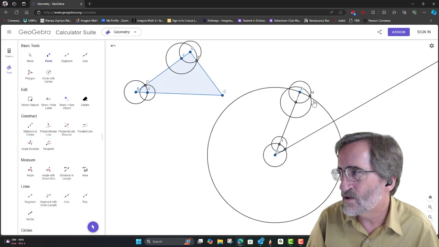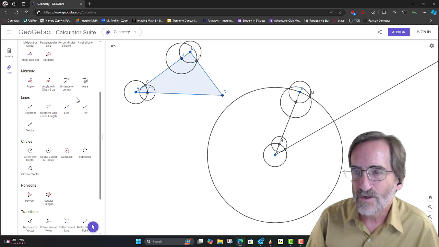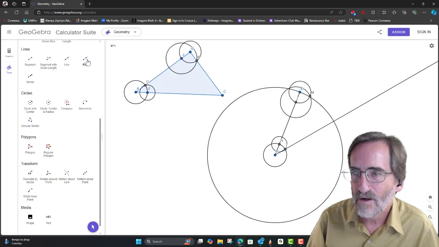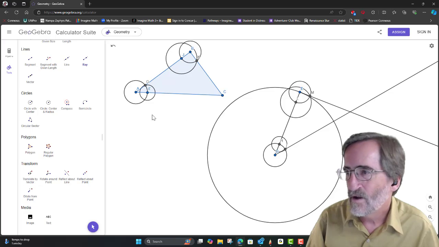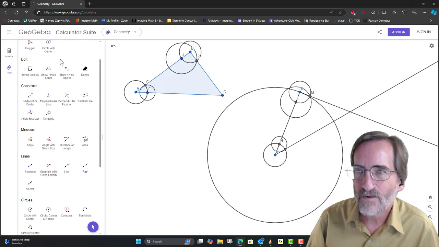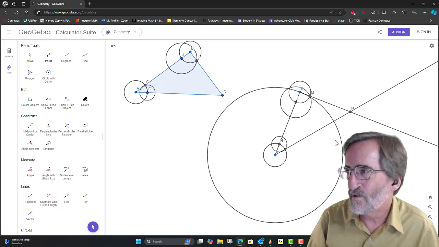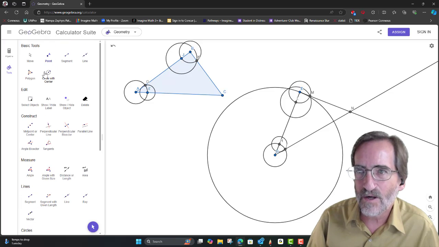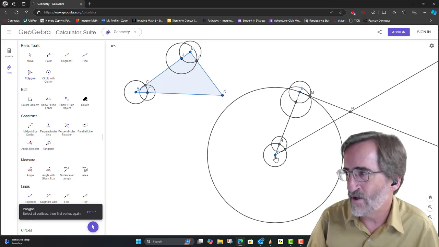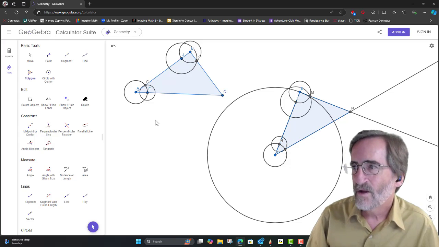Make sure it is the intersection there and not the intersection with the greater circle. Okay, and then draw a ray through E and M here. All right. And put a point on the intersection. Okay, here we go. There we go. All right, so now we've got our triangle. And let's draw a polygon for it to facilitate making measurements. D-E-N. Okay.